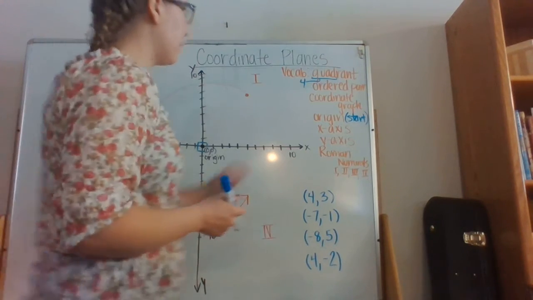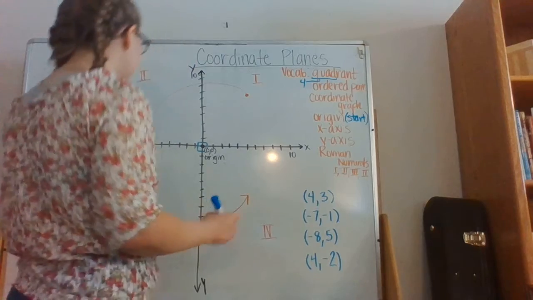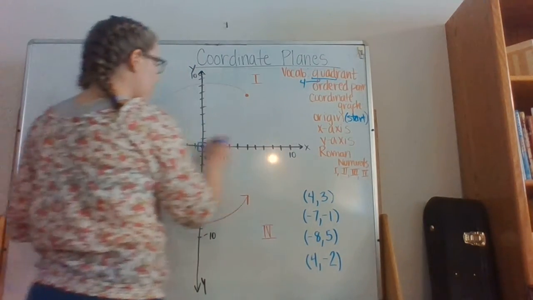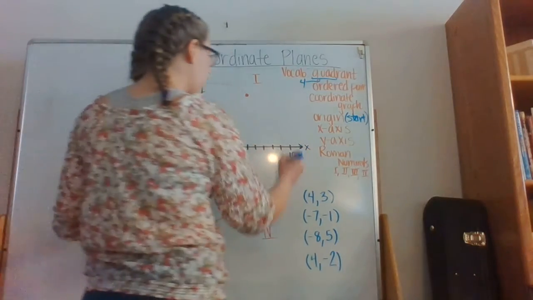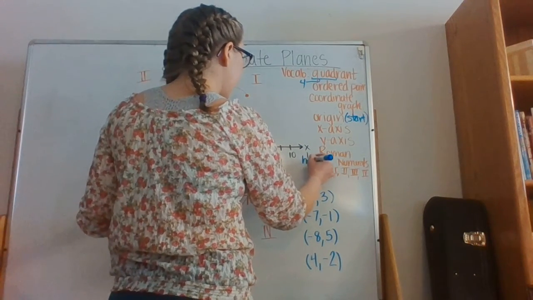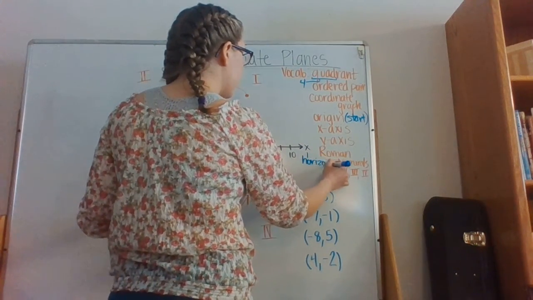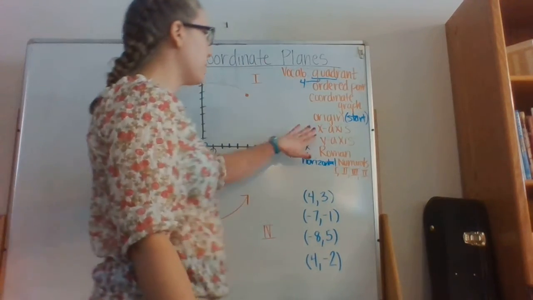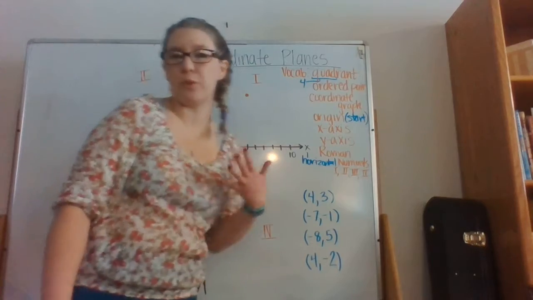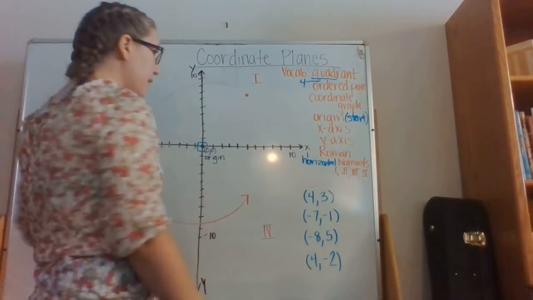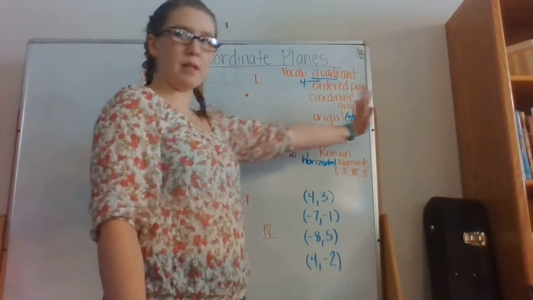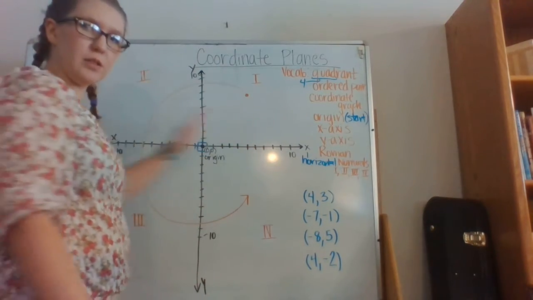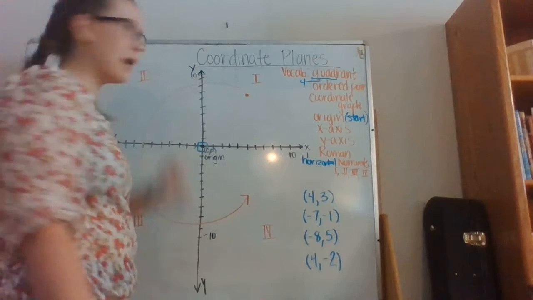So 0, 0. The x-axis is the horizontal axis, which is another word I need to make sure I know what it means. The horizontal axis always goes first. This is just like a number line. It gets more positive in this direction, more negative in this direction. So my horizontal axis is just like a number line.